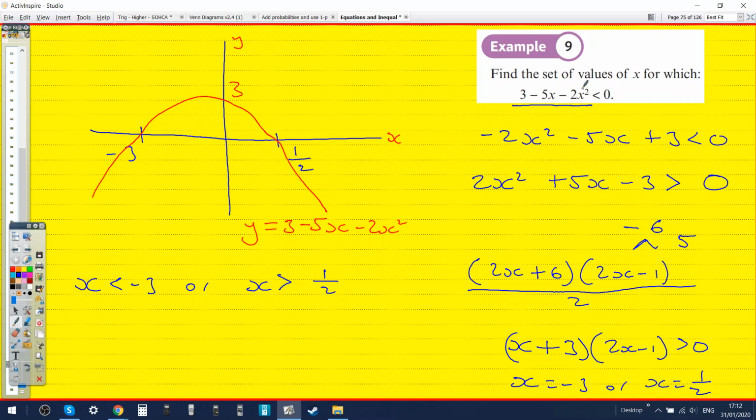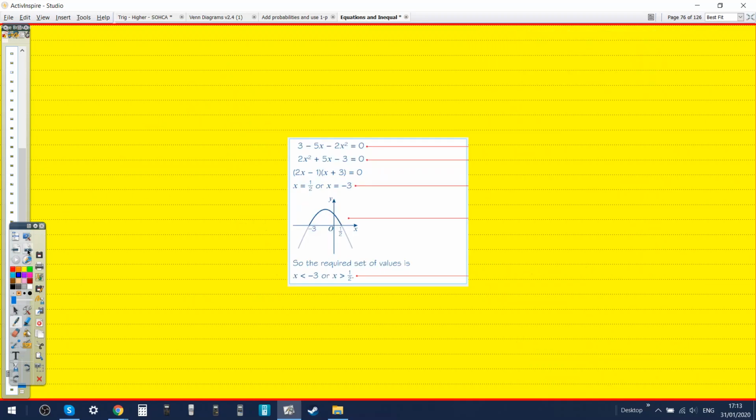And you could sub in some values, like you could sub in -4 for x, and you should get an answer that's less than 0. You could sub in like 1. If we sub in 1, 3 minus 5 is -2, minus another 2 is -4, and that's less than 0. Okay. So if you subbed in -3, you get exactly 0. If you subbed in a half, you get exactly 0. If you sub in numbers less than -3, you get less than 0, or more than a half, you also get less than 0. And so those are the solutions. Okay. Any questions about any of that? No. So this is real tricky stuff.